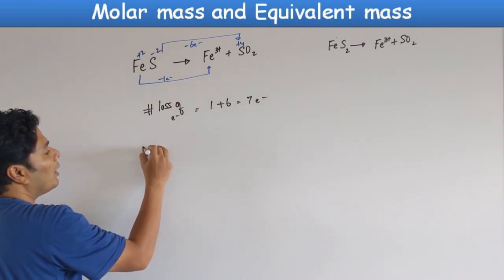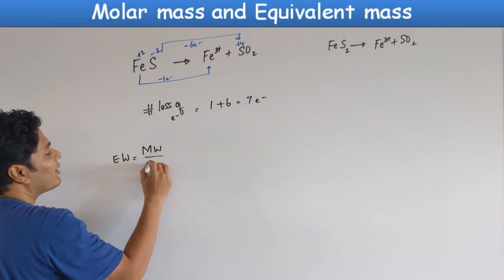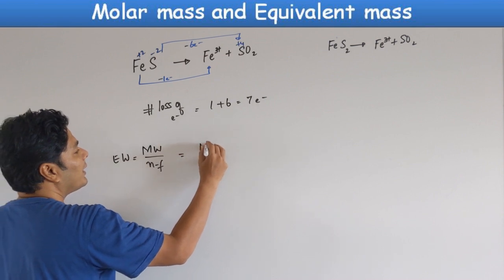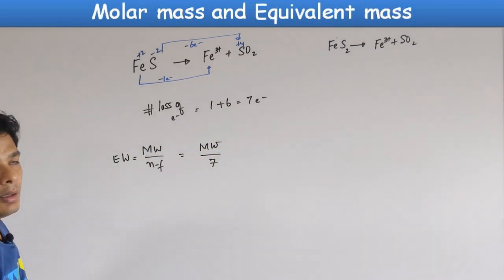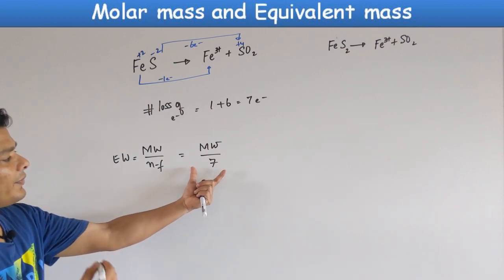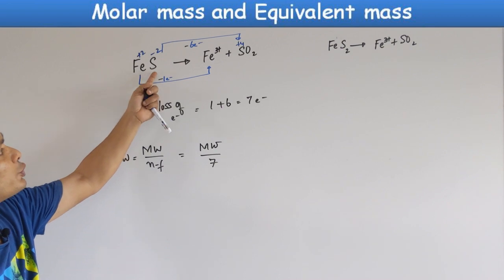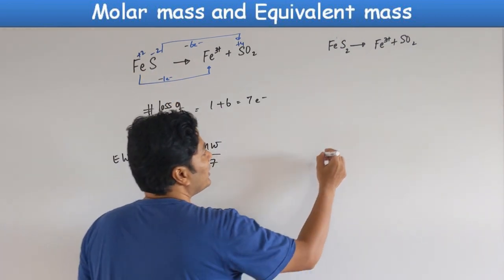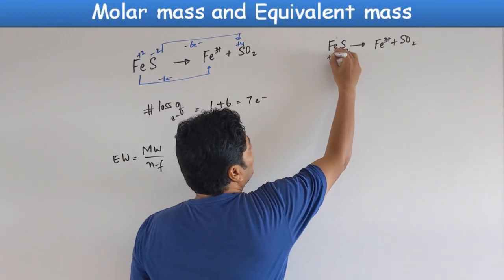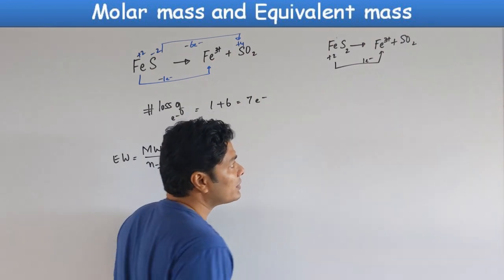So your equivalent weight equals molecular weight divided by n factor. In our case, the n factor is 7. This is a little different than straight away calculating equivalent weight like last example. Here in the same compound, there are 2 species undergoing oxidation. Here if you see, iron has gone from plus 2 to plus 3. So that's 1 electron process.